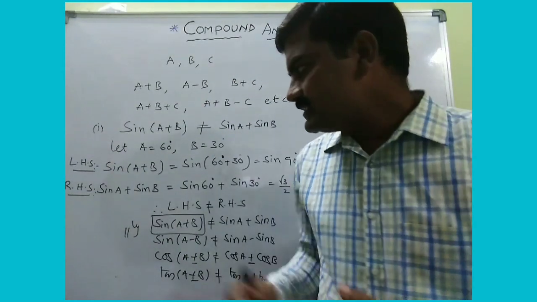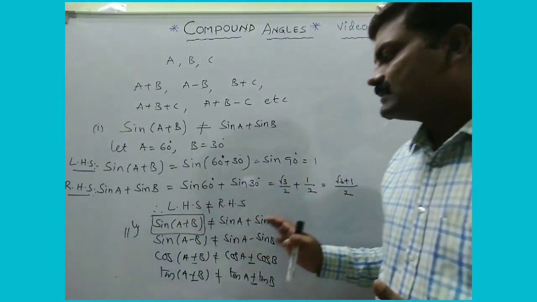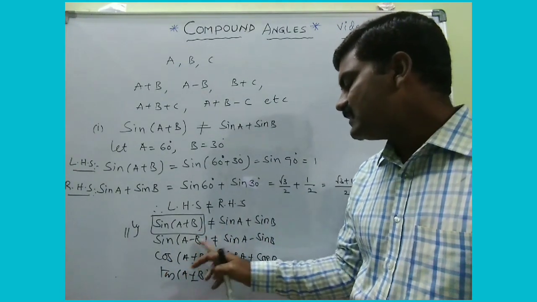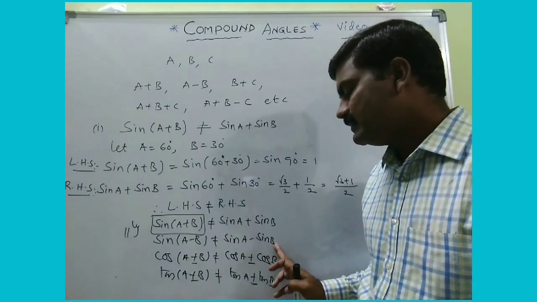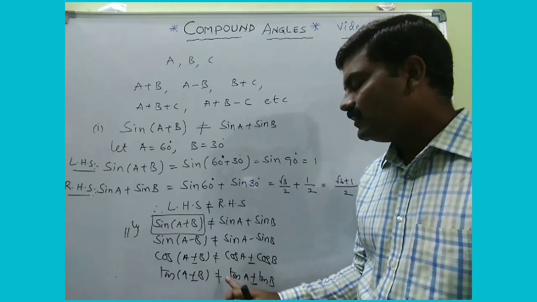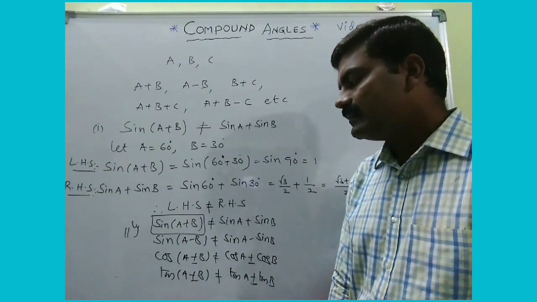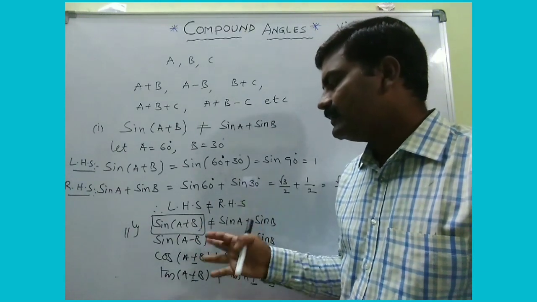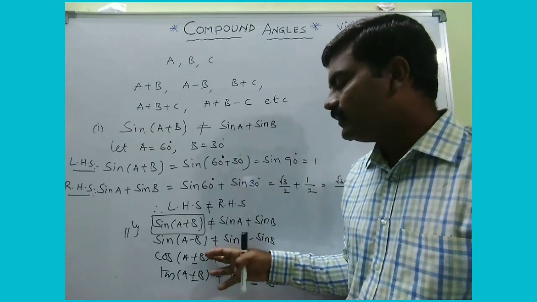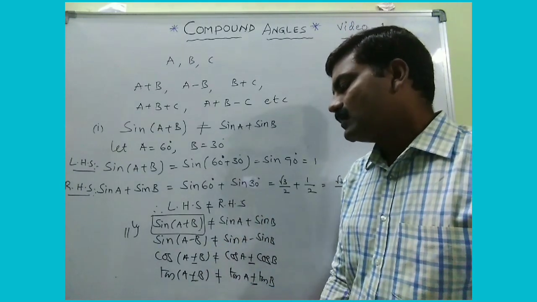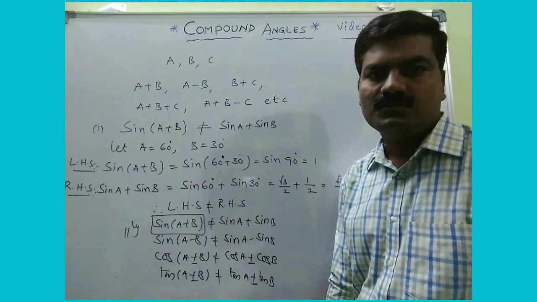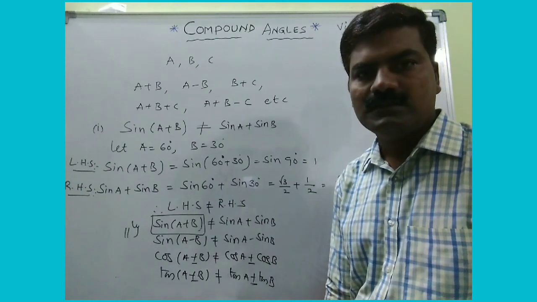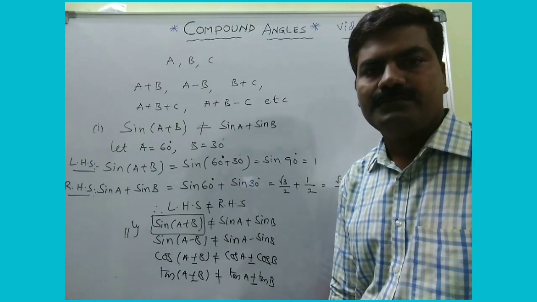With this example, we finally conclude that sin of A plus B is not at all equal to sin A plus sin B. Similarly, sin of A minus B is also not equal to sin A minus sin B. Then let us see what is the formula for sin of A plus B, what is the formula for sin of A minus B, and similarly the formulas of cos of A plus B and cos of A minus B, etc. This is what we are going to study now. Very, very important results, so let us listen very carefully.